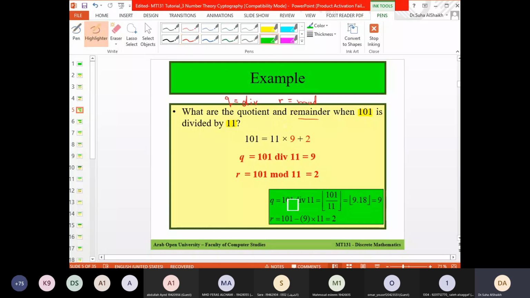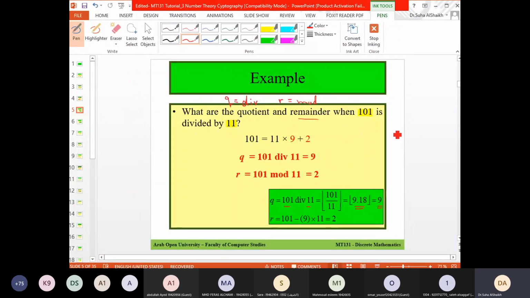So, to find the quotient, you can see this green box. To find 101 div 11, we find the floor of 101 over 11. Didn't we take the floor function last time? You don't have to do this long division thing. We can use the floor function. The floor of 101 over 11 is my Q. 101 over 11, if you do it with the calculator, the answer is 9.11. What is the floor of 9.11? It is 9. So I found the div. It is 9.